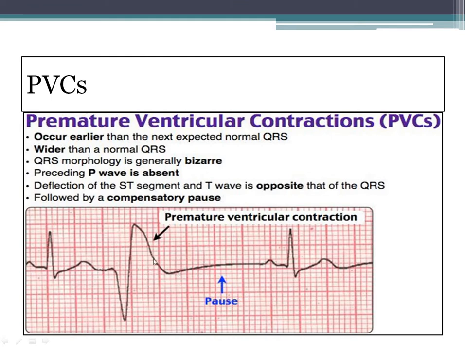So that is a premature ventricular contraction, or premature ventricular complex, and it is wider than the normal QRS and bizarre in shape. We cannot identify the P wave. There is no preceding P wave in PVCs, and we can see a compensatory pause after the PVC. So this is the characteristic you have to keep in mind: a wide, bizarre QRS complex that occurs earlier than the next expected normal QRS, with a compensatory pause after the premature ventricular contraction.